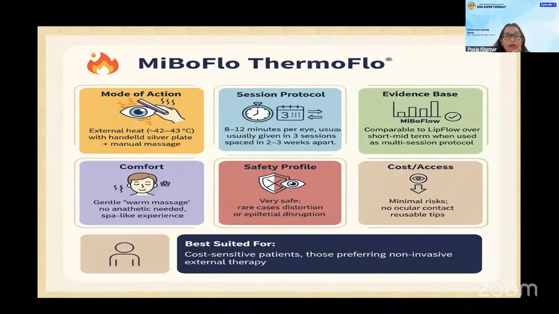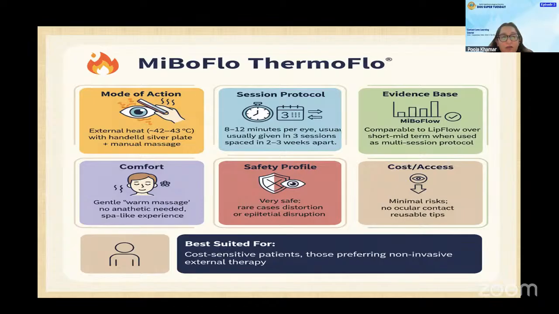Coming to Mebothermoflow, it is also a heat-based therapy. It is an external heat therapy. I'll show you the procedure, but it's a 40 to 43 degrees temperature, which gets generated in a handheld silver plate, and you have to manually massage the upper and lower lids for 10 minutes. It varies from 8 to 12 minutes per eye, and it's usually given in three sessions, spaced 2 to 3 weeks apart. One of the advantages of this is, though it's manual, the results are comparable to LipiFlow, which has been the gold standard, over a short to mid term when used as a multi-session protocol.